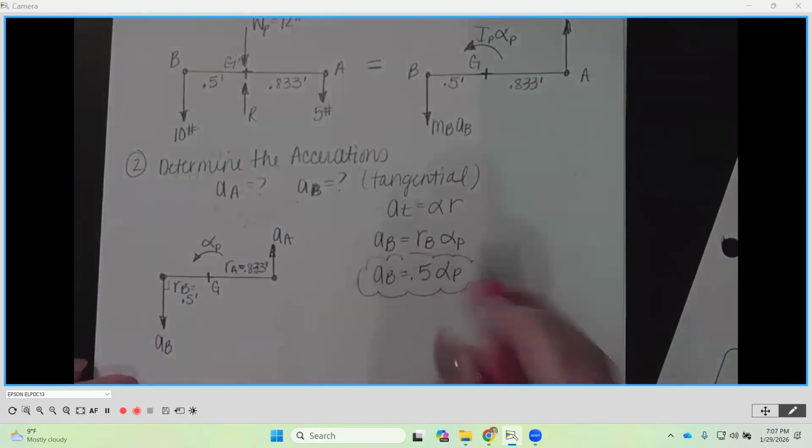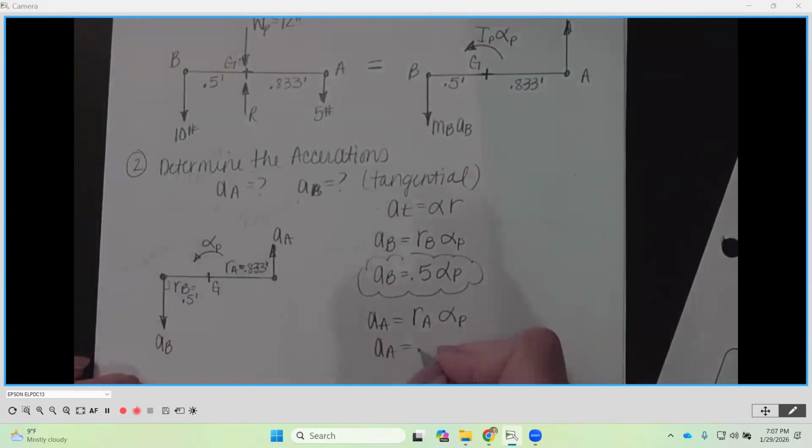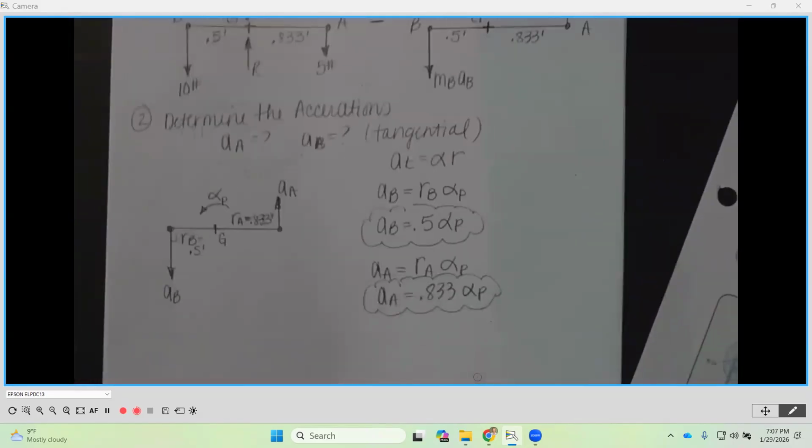And that's as far as we can go. We don't know what that is, but it gives us a form of that acceleration that we'll be able to use in the motion equation coming up. Then we're going to do the very same thing for acceleration at A. This is going to be the radius at A times the angular acceleration of the pulley. So our straight line acceleration at A is going to be 0.833 times alpha P. We're going to leave it in that form.